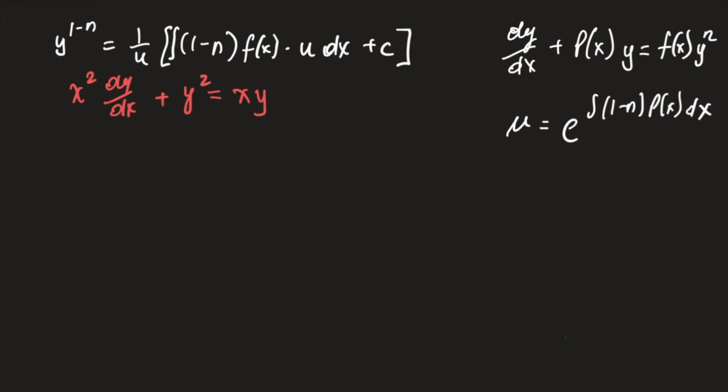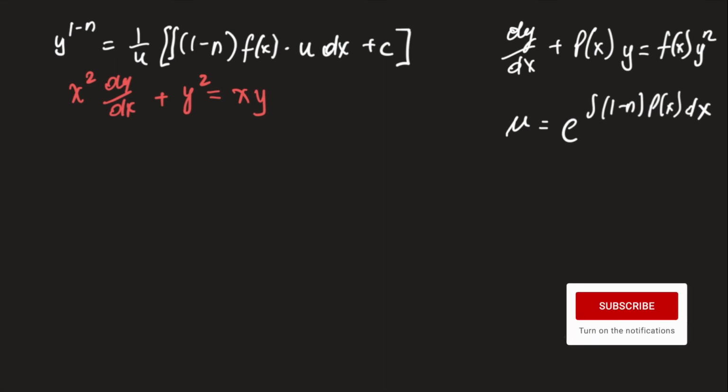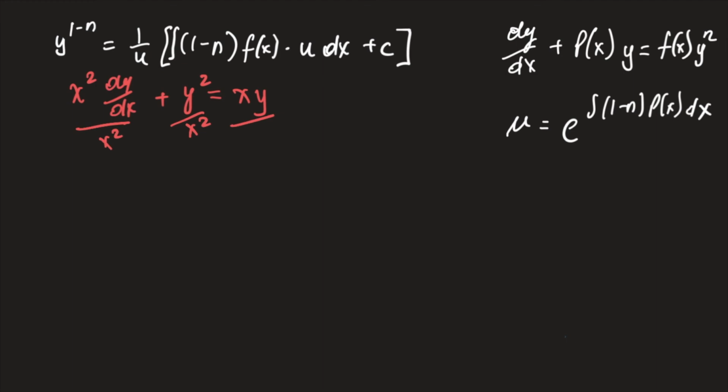Let's take a look at the last example for this video. Notice the first thing we need to do is isolate dy/dx. So the first thing I'm going to do is divide everything by x squared, giving me dy/dx plus 1 over x squared y squared is equal to 1 over x y.